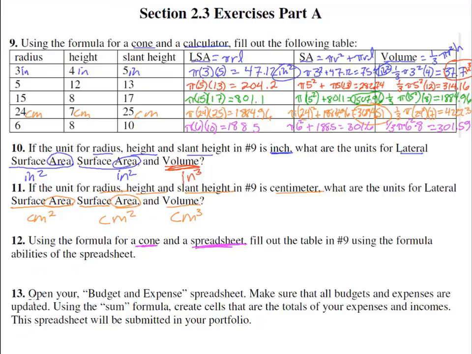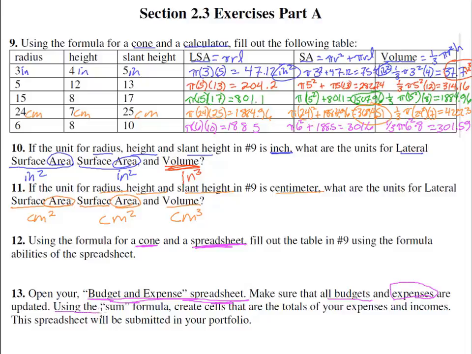Number 13 says open your budget and expense spreadsheet. You created this earlier and actually submitted it to your instructor that you had some budgets that you were creating for a month and keeping track of your expenses. First, make sure that all the budgets and expenses are updated. So did plans to spend money change? Did you have to allot money, borrow money for something? Expenses, did you spend more than you anticipated? Update the last few weeks and make sure that all of your expenses are in there.